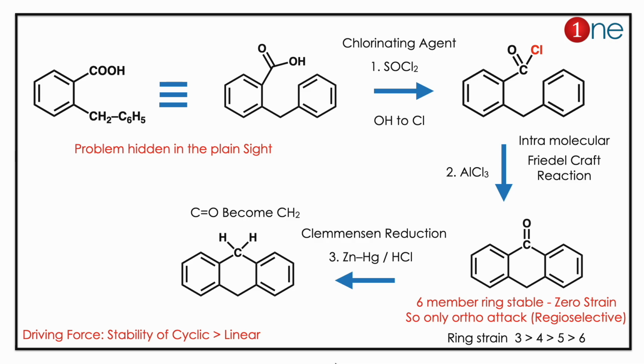A 6-member ring will form. There can be many possibilities, but only the 6-member ring is stable because of zero strain. So only ortho attack happens. Then you are using zinc amalgam and HCl. The carbonyl group converts into CH2. You have the final product.